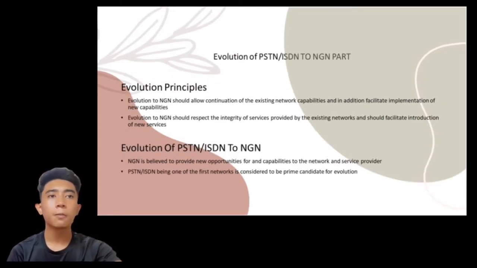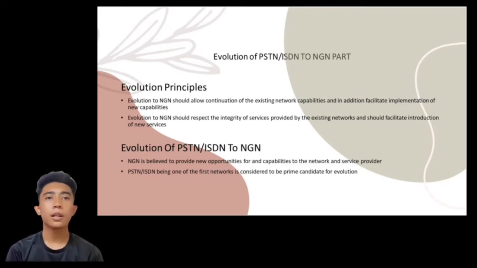Next, evolution of PSTN, ISDN to NGN part. First, I want to explain about evolution principle. Evolution to NGN should allow continuation of the existing network capabilities and in addition facilitate implementation of new capabilities. Evolution to NGN should respect the integrity of service provided by the existing network and should facilitate introduction of new service.